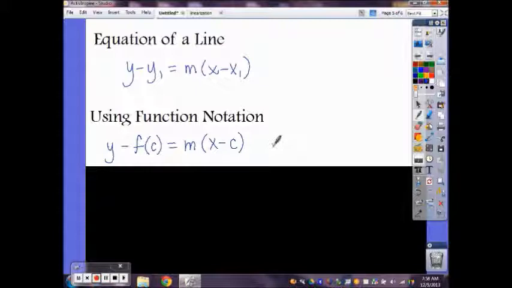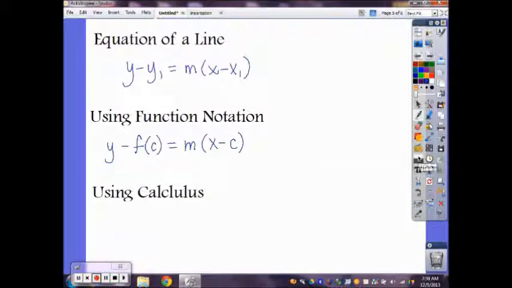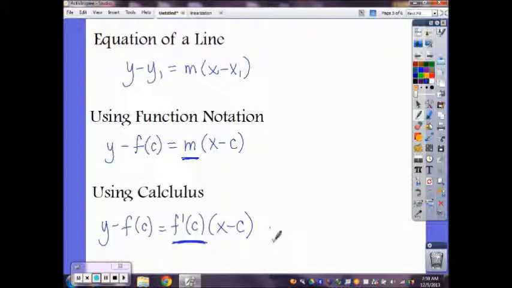And then when we throw calculus in there, using calculus to rewrite the same formula we worked with repeatedly, I'm still going to use function notation, but instead of writing m, I'm going to write the derivative evaluated at that x value, because that's really what it is. That's the slope, and the slope at the c value is just the derivative. So that's where the tangent line equation comes in.